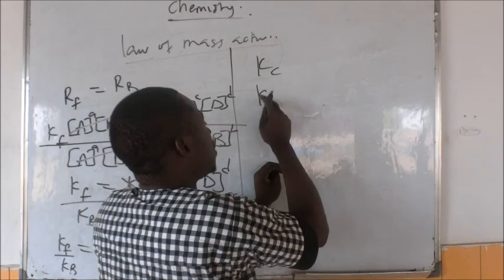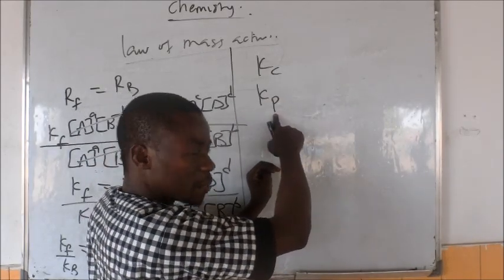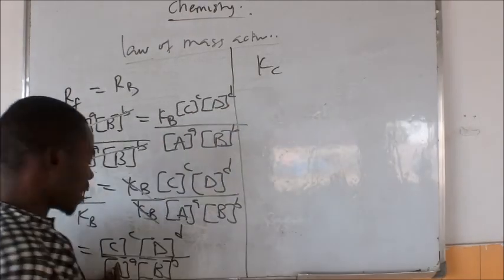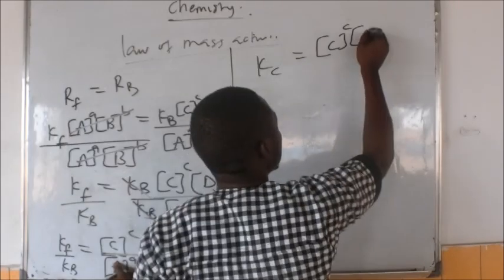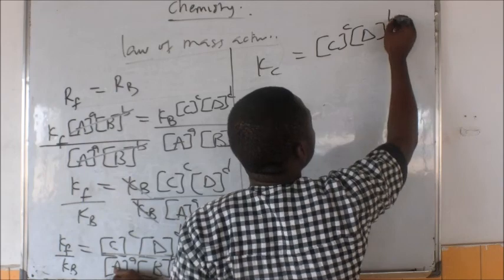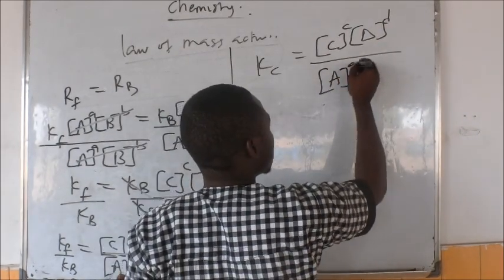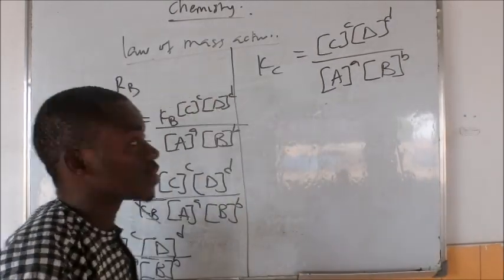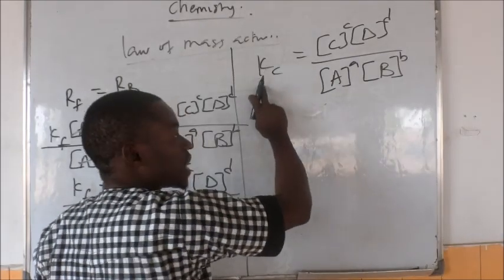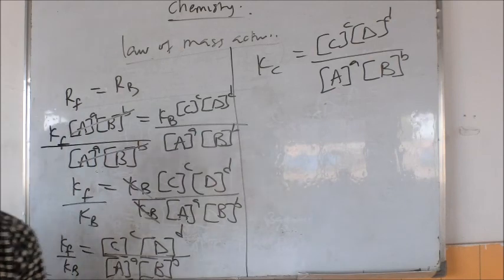But if it is the equilibrium constant in terms of partial pressure, you call it Kp. Still dealing with Kc, we have C raised to power C and D raised to power D, divided by A raised to power A and B raised to power B. This is the equilibrium constant in terms of concentration.